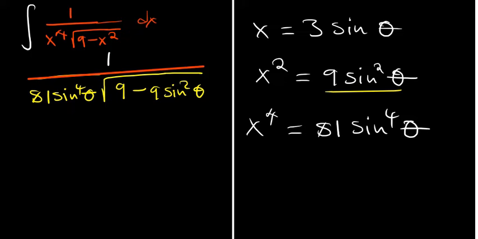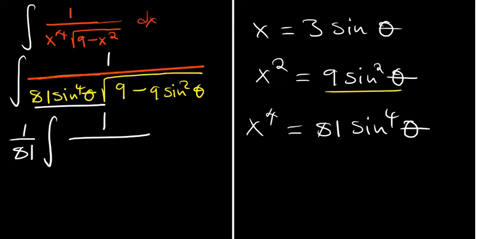Now, knowing that we're dealing with an integral here, let me put back the integral so that we can pull out 1 over 81 on the next step, since 81 is the coefficient on the bottom and 1 on top. So we just have 1 over 81, and then on top we remain with a 1 again, and then here you're going to remain with what?